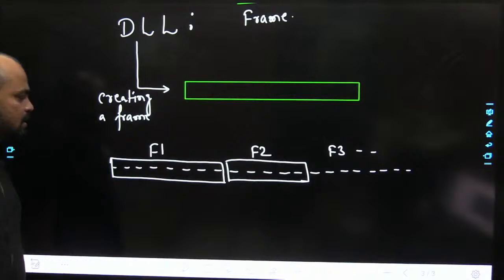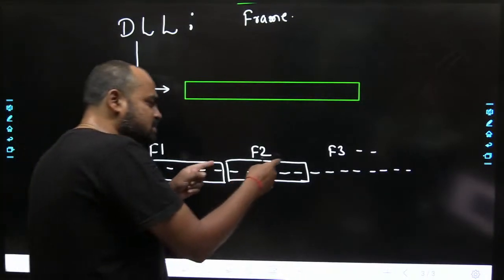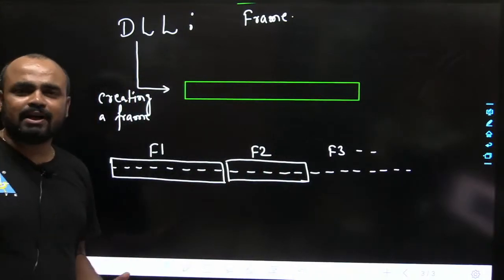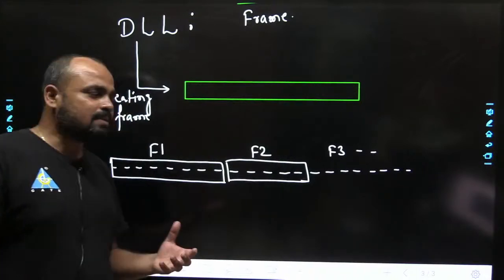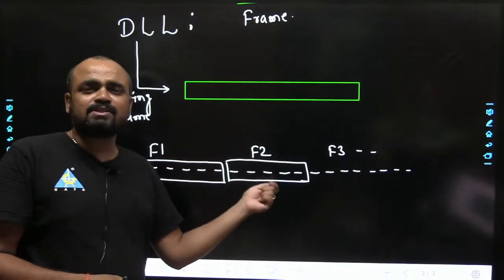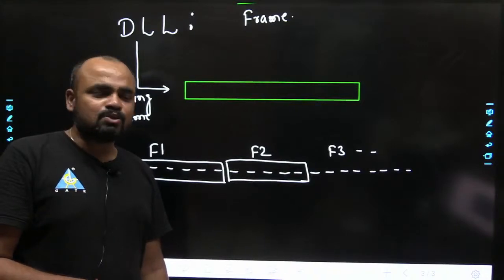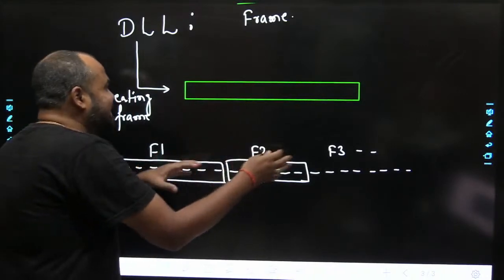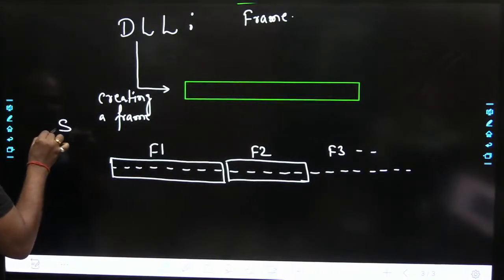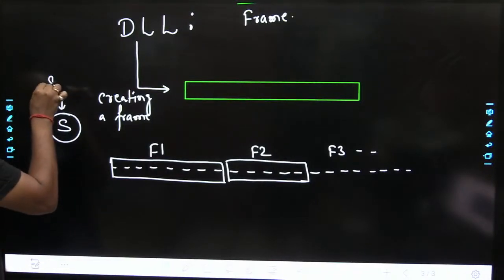So definitely, some sequence of bits we are considering the frame number one, and another sequence of bits we are considering the frame number two. Yes or no? So what exactly are we doing? We are marking the frame. Some sequence of bits we refer to as frame number one, then another sequence of bits we refer to as frame number two. So these things are created at the sender side. Just think about the sender side. This is the sender, I'm just representing a sender with S.